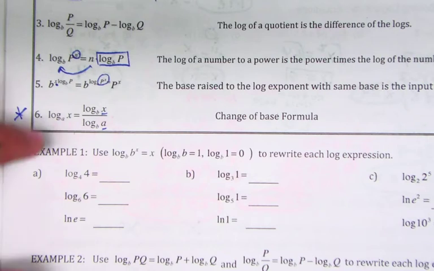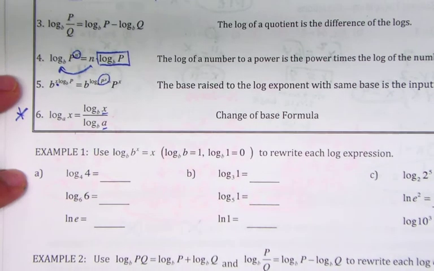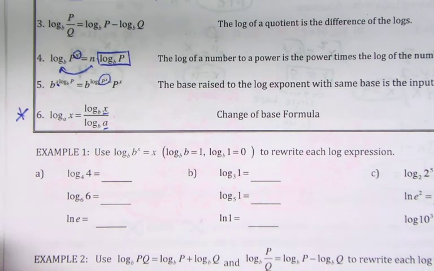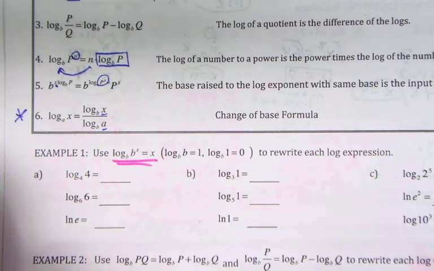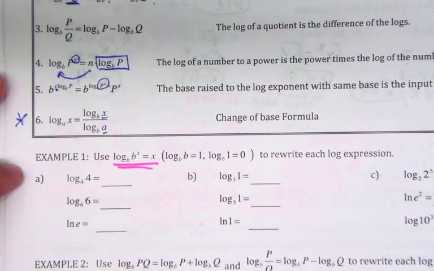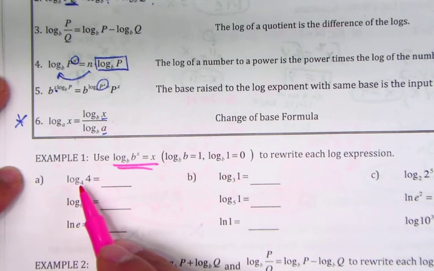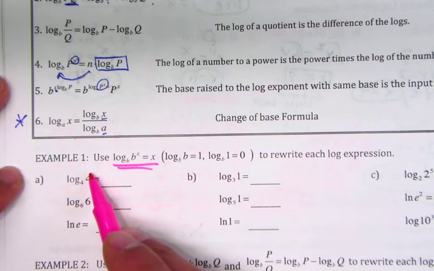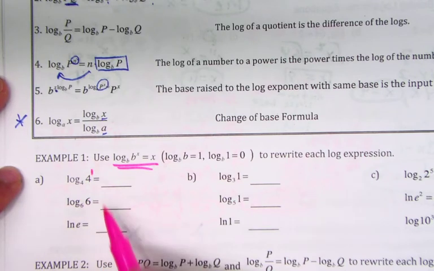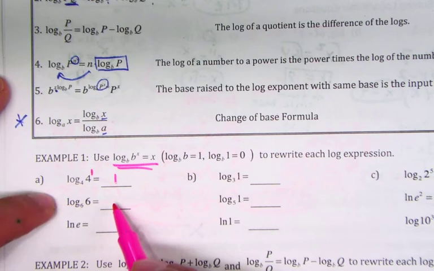So let's look at example A. And how nice, they told you which property to use in case you forget. Okay? Log base 4 of 4 to the, what exponent is here? What's the answer?